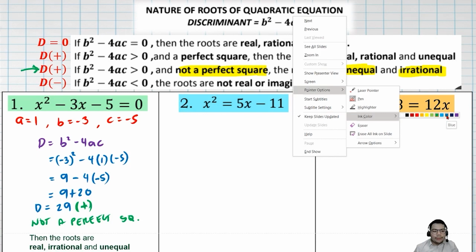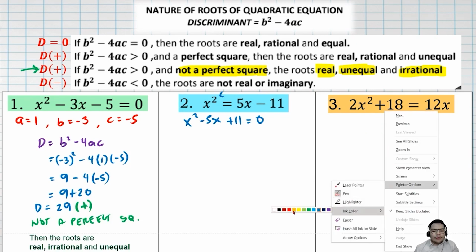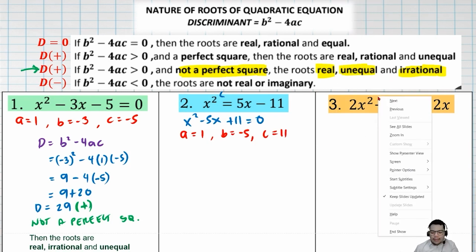So, the standard form of this one will be equal to x squared, negative 5x, then positive 11 is equal to 0. So from that, we can already identify the values of a, b, and c. So a will now be equal to 1, b is equal to negative 5, and c will now be equal to 11. So once again, let's just identify the formula first of the discriminant.